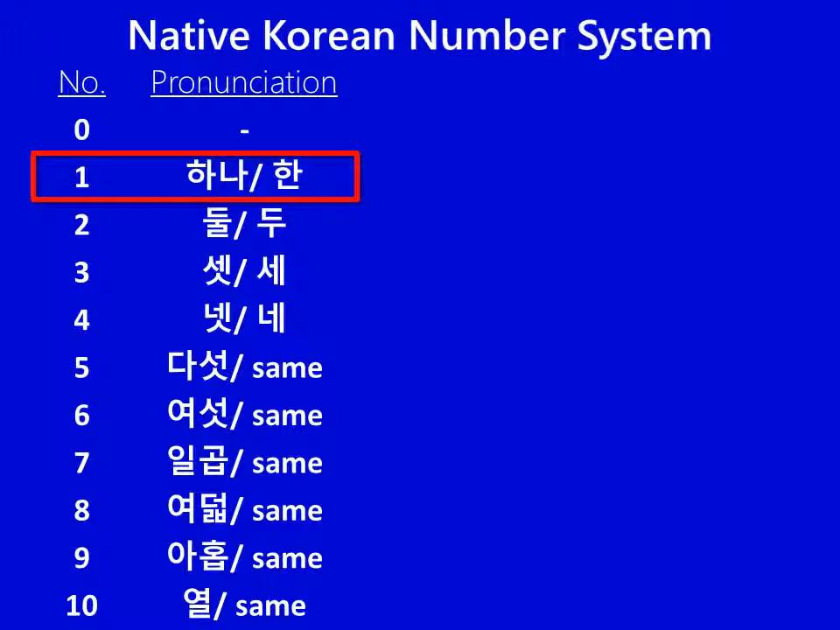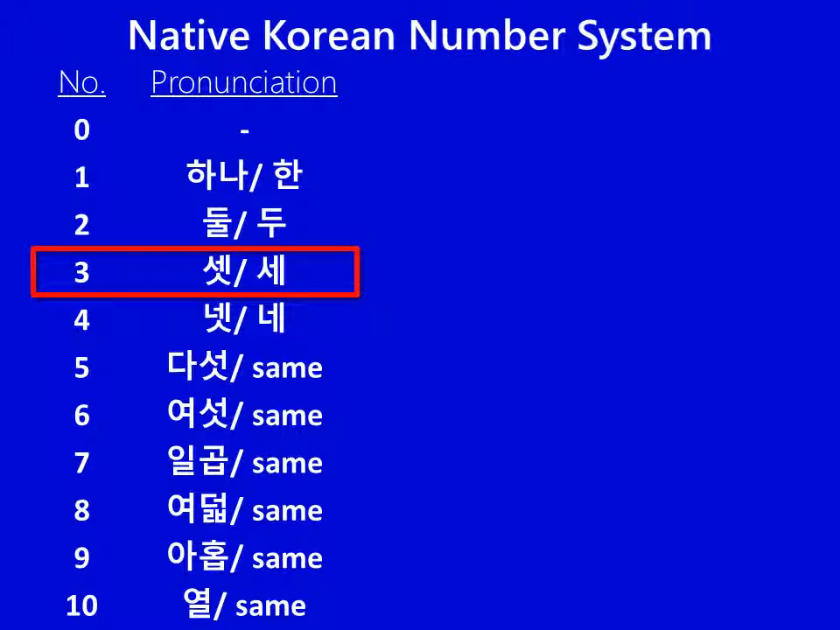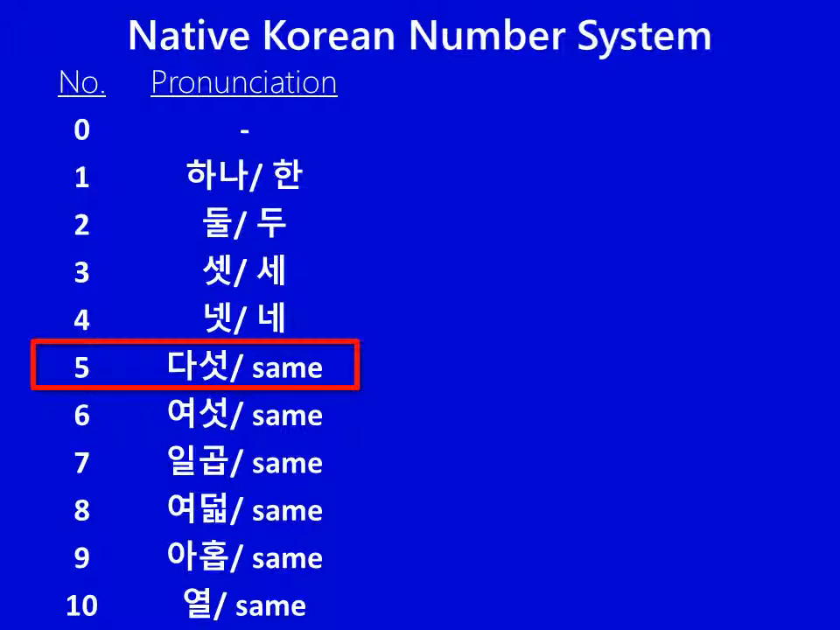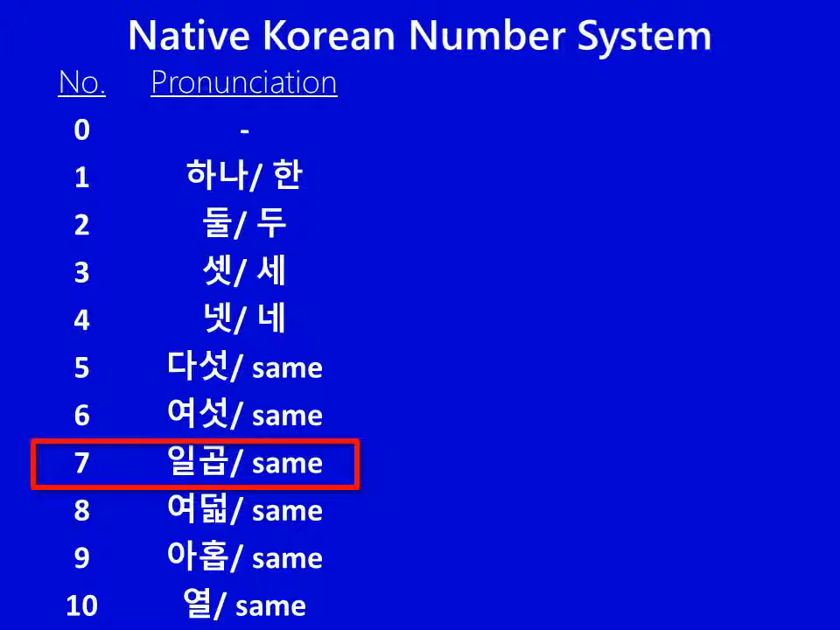하나, 한 개, 둘, 두 개, 셋, 세 개, 넷, 네 개, 다섯 개, 여섯 개, 일곱 개, 여덟 개. Now 여덟 has got two ending consonants, L and B.